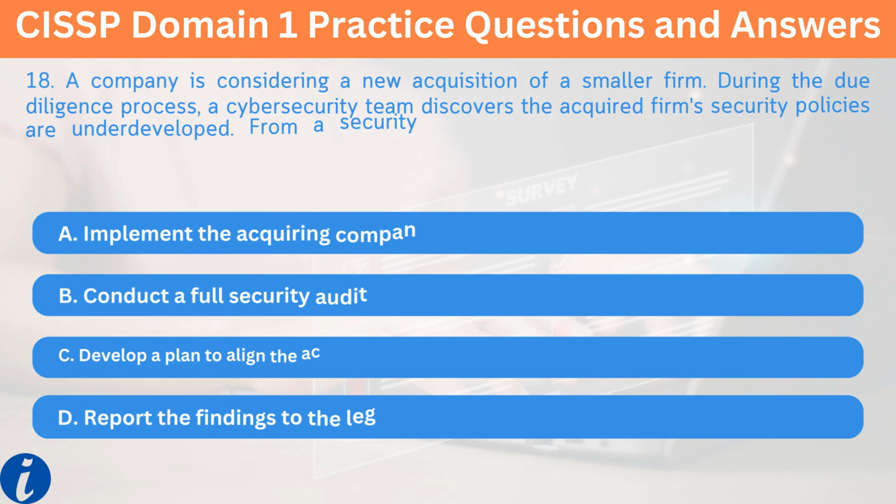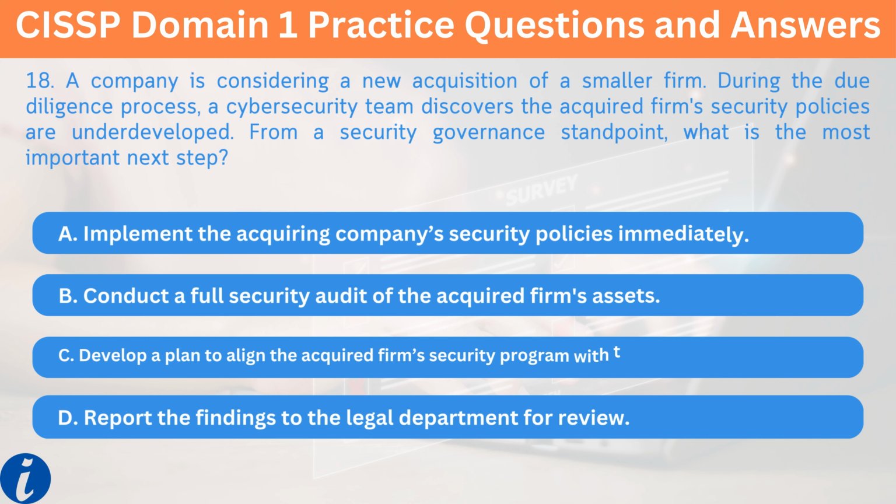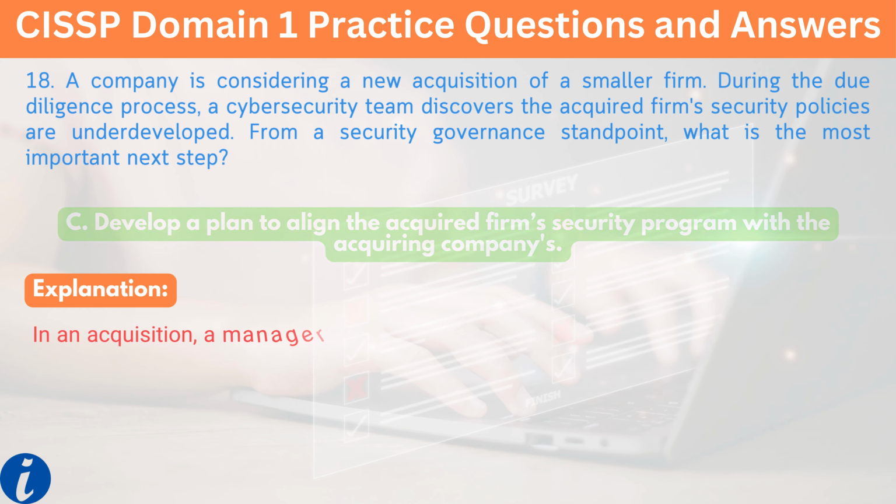18. A company is considering a new acquisition of a smaller firm. During the due diligence process, a cybersecurity team discovers the acquired firm's security policies are underdeveloped. From a security governance standpoint, what is the most important next step? A. Implement the acquiring company's security policies immediately. B. Conduct a full security audit of the acquired firm's assets. C. Develop a plan to align the acquired firm's security program with the acquiring company's. D. Report the findings to the legal department for review. The correct answer is C.